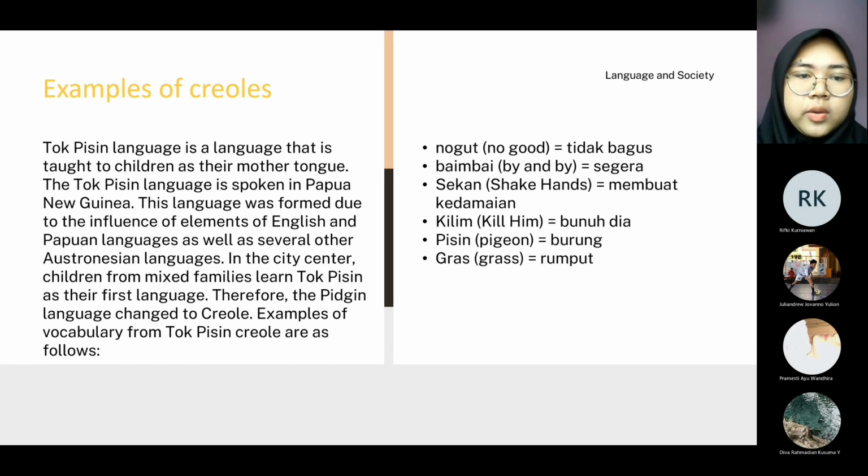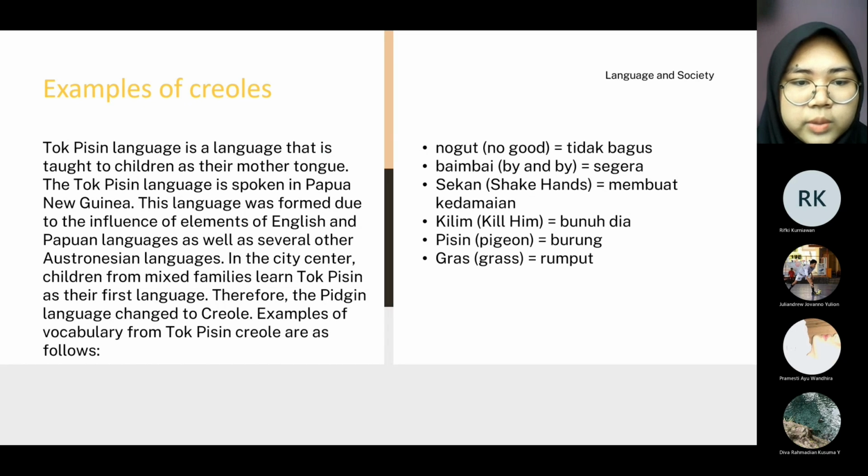Examples of creoles. The Tok Pisin language is taught to children as their mother tongue. Tok Pisin is spoken in Papua New Guinea. This language was formed due to the influence of elements of English and Papuan languages, as well as several other Austronesian languages. In the city center, children from mixed families learn Tok Pisin as their first language. Therefore, the pidgin language changed to a creole.